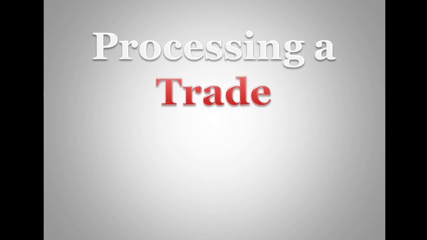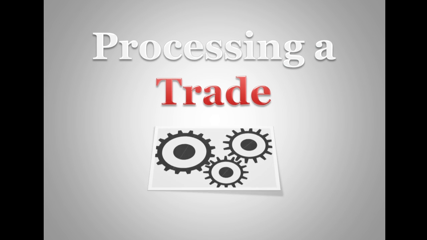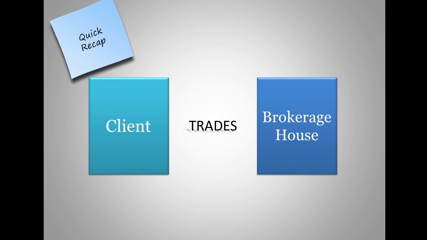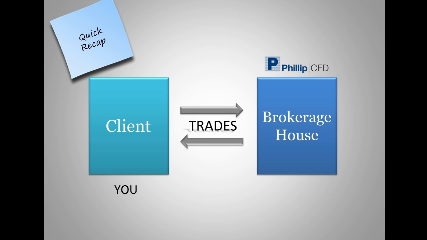And now, we'll proceed on to the next part of our lesson, which is processing a trade. A CFD is essentially a contractual agreement between two parties, and in this case, it will be you, the client, and us, the brokerage house. Let us explore what happens when you place that trade with us. There are two different types of orders that you can place with us. You can either place an order at the current market price or a limit order.